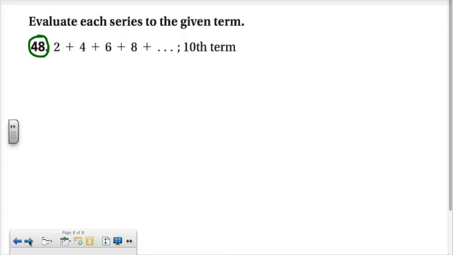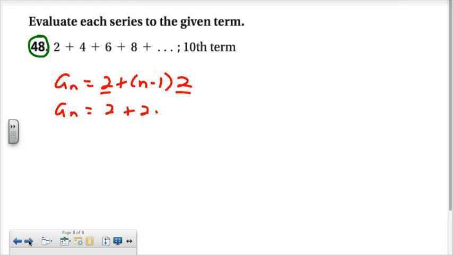Next, evaluate each series to the given term. So 2, 4, 6, 8, I notice they're adding 2, so I would want to write the rule here. So I would have 2 plus n minus 1 times 2. Here's my first term going up by 2. So that will be 2 plus 2n minus 2, gives me a nice little short formula here, 2n.